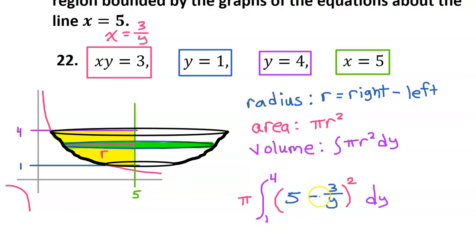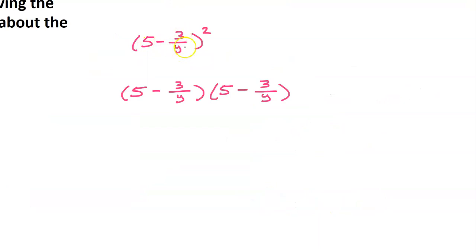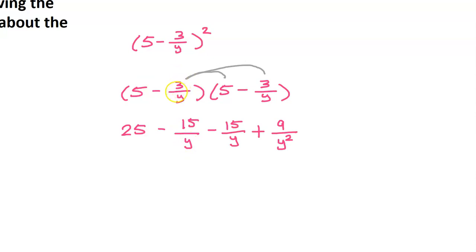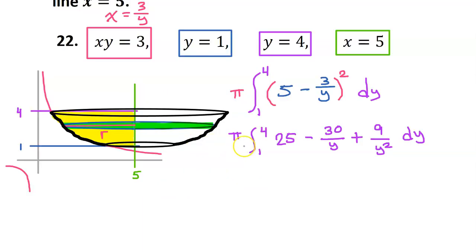In order to integrate this, we need to expand this binomial. Let's do that off to the side. 5 minus 3 over y squared is the same as 5 minus 3 over y times 5 minus 3 over y. Distributing the 5 gives us 25 minus 15 over y. Distributing the negative 3 over y gives us this. Combining the like terms in the middle gives us this. Let's go ahead and put this back into the integral. So now we have this. I'm going to rewrite both of these two terms a little bit.